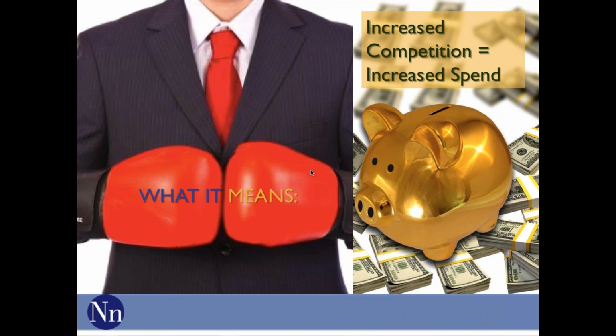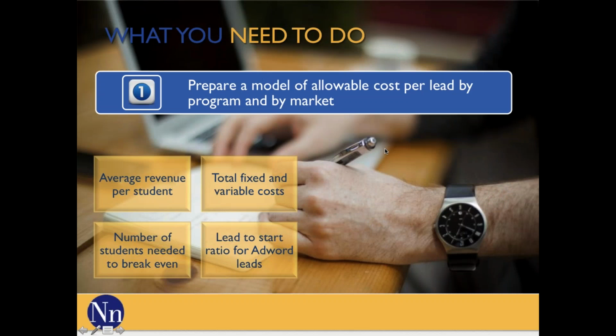So what do you need to do? Smart Money says it's a model of your allowable cost per lead by program and by market. This sounds difficult. It actually really isn't. You need to get close to a target. It doesn't have to be exact, but you want to know exactly what you can afford to spend for a lead, preferably across all sources, but certainly in AdWords, and you need to determine how that's going to affect your average revenue per student and what your cost per start is.